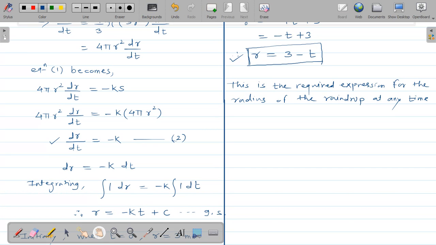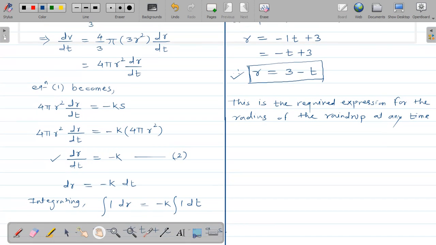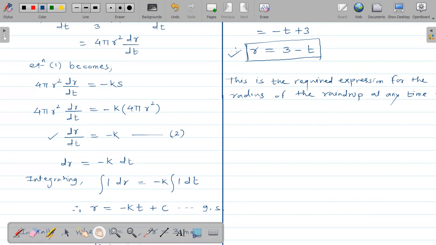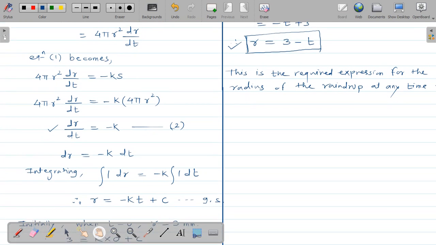dr by dt is equal to minus k, because we require the relationship between r and t, not v and s. So that's why, by using the formula, we have converted it into equation number 2, and this equation number 2 is very important to find out the further solution of this given question.